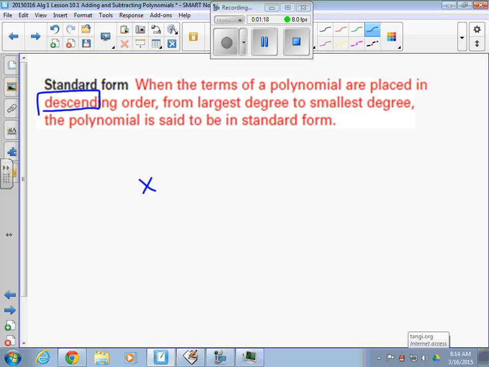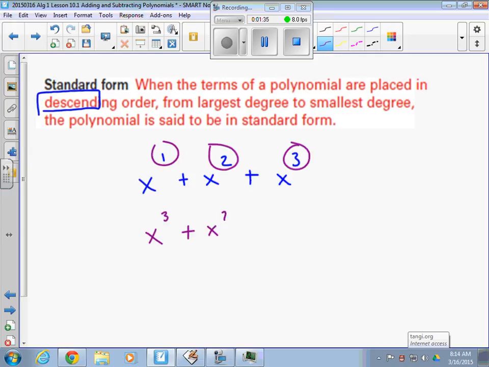X to the first plus x squared plus x to the third. This is not standard form. Standard form is when these numbers are descending. So this same polynomial in standard form would just be in reverse. This is standard form. So just think of your exponents as counting down. If they're counting down, it's in standard form.